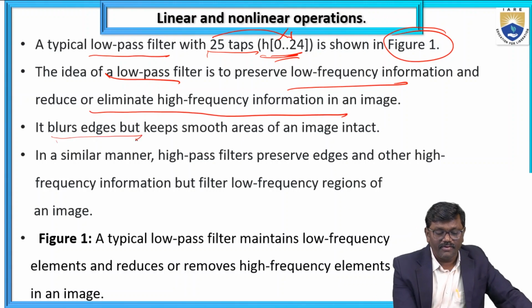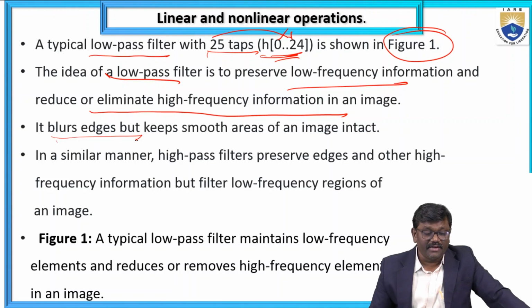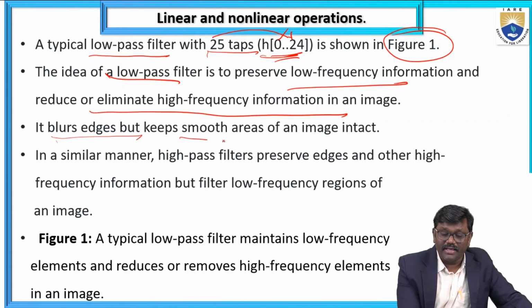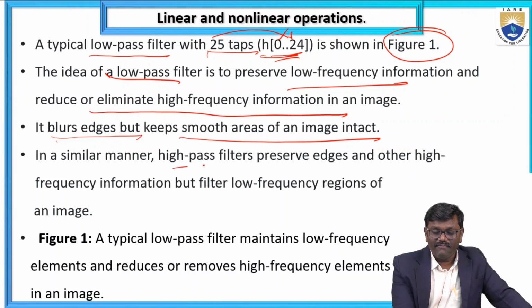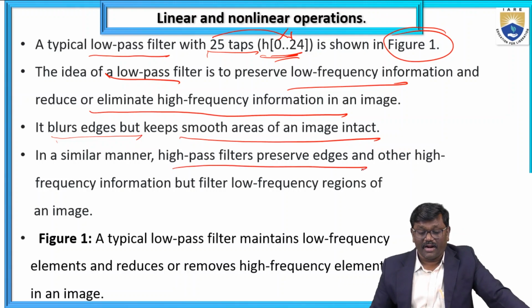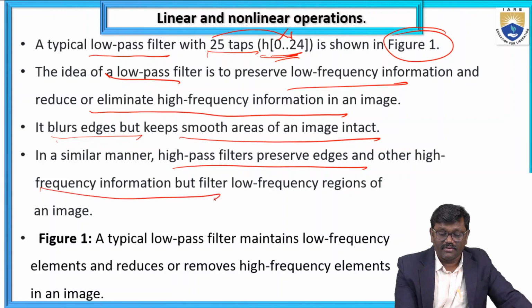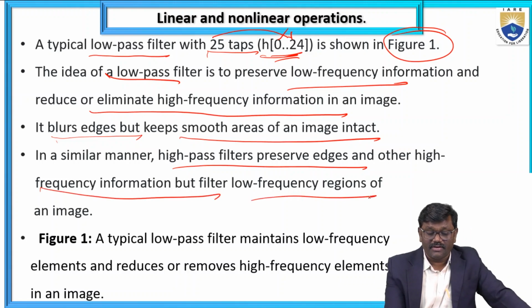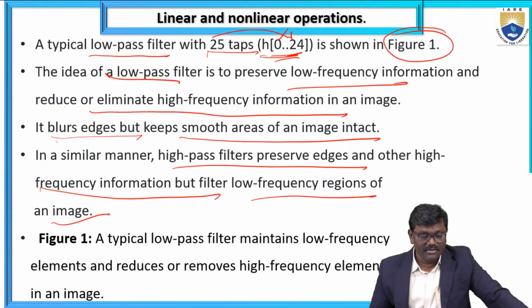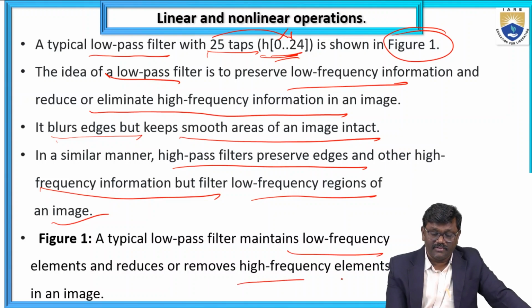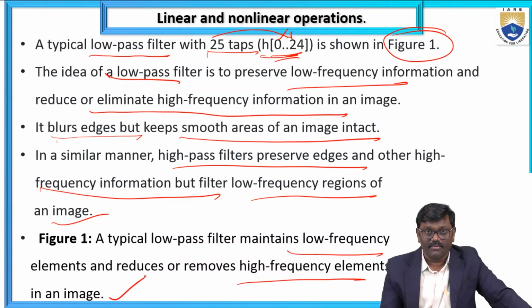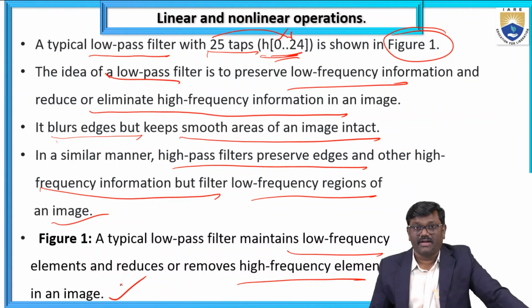So that means it simply concentrates on blurring the edges but keeps the smooth areas of an image intact. In a similar manner, a high pass filter preserves edges and other high frequency components, but filters out the low frequency ranges of an image. A low pass filter maintains low frequency elements and removes high frequency elements, with the help of one of the figures which we are going to discuss right now.